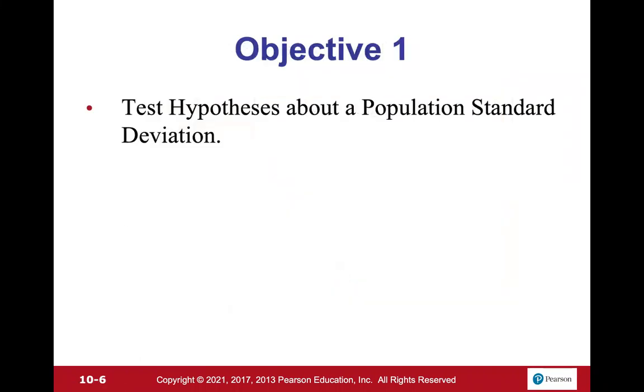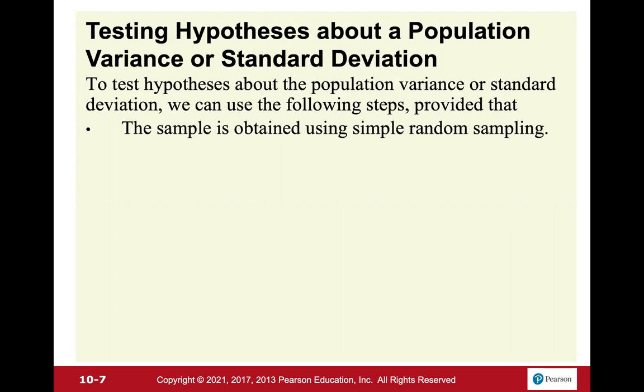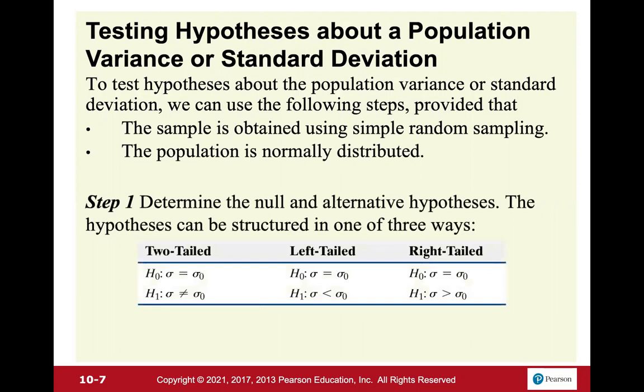Now, testing hypotheses about the population standard deviation. To test hypotheses about the population variance or standard deviation, we can use the following steps, provided that the sample is obtained using a simple random sample and the population is normally distributed. Again, we have our two-tailed test, left-tailed test, and right-tailed test. Remember, for a two-tailed test our alternative is not equal to, for a left-tailed test our alternative is less than, and for a right-tailed test our alternative is greater than.